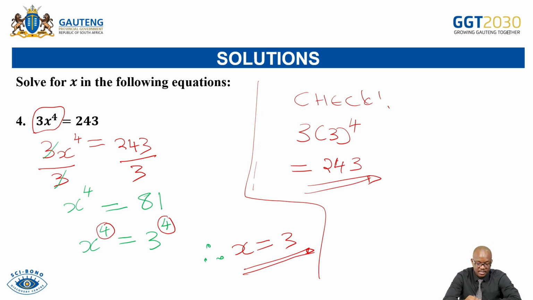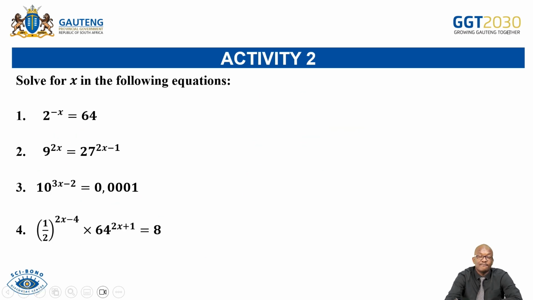So you can see that this side we have 243 when we substitute x. So this is how you can get marks when you are dealing especially with solve for x. The minute you are done solving for x, you can still check if the variable or the roots that you got there are correct. So we move forward now to activity number 2.